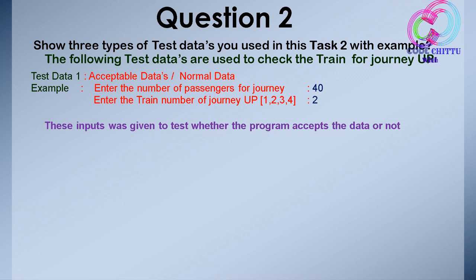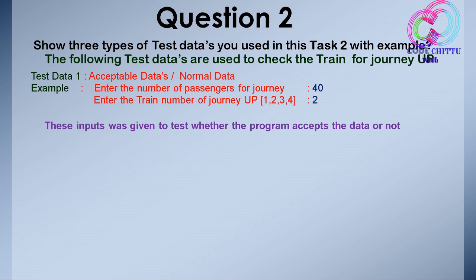But what we have to consider is the train number for journey up. So I am giving 2. Here we gave the condition that it has to be 1, 2, 3 or 4. So I gave 2, which means the program has to accept it. I have to explain why I gave this input. These inputs are given to test whether the program accepts the data or not. We have to check whether it is accepting or not. This type of data we call acceptable data, or else normal data.